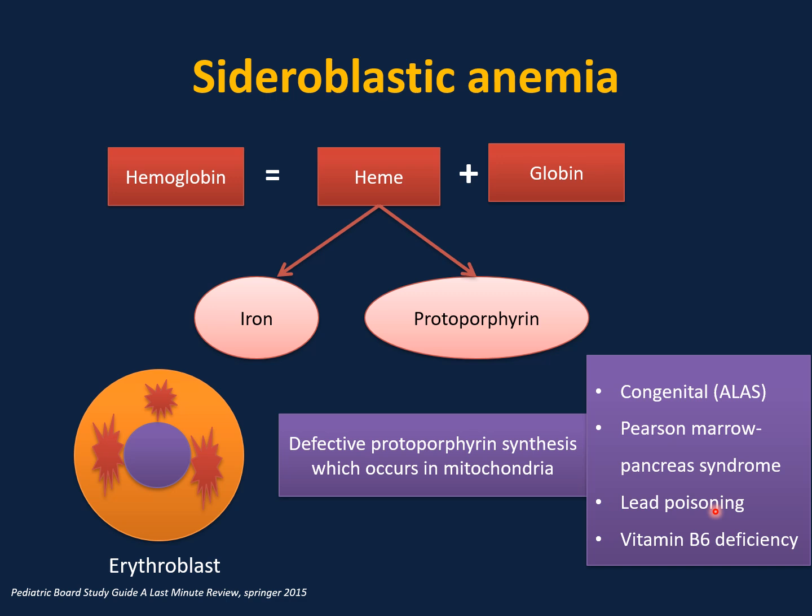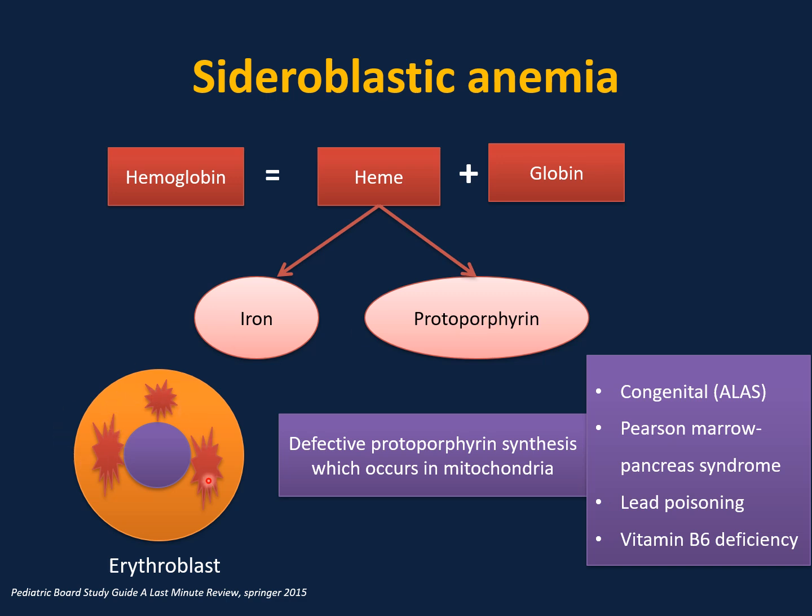Lead poisoning, as we mentioned, and vitamin B6. Vitamin B6 is a cofactor for ALAS, and if you have deficiency of vitamin B6, it will also decrease the protoporphyrin synthesis and eventually will cause anemia, which is sideroblastic anemia. For example, a patient treated for TB with isoniazid can develop sideroblastic anemia because of vitamin B6 deficiency and decreased synthesis of protoporphyrin. And this is how to understand the mechanism.